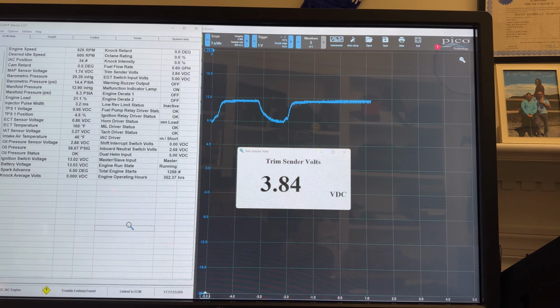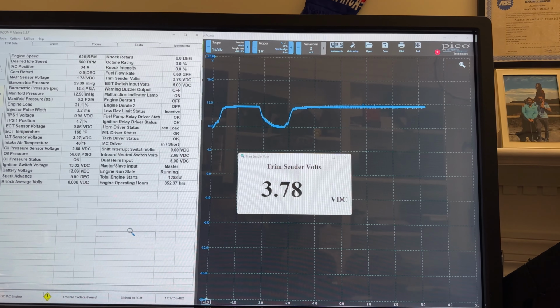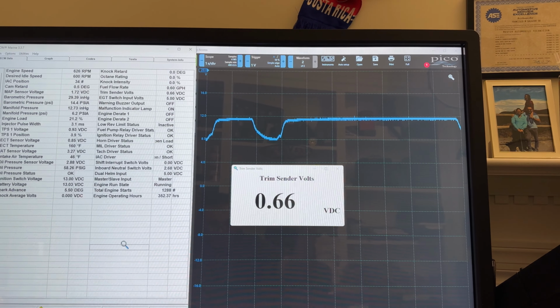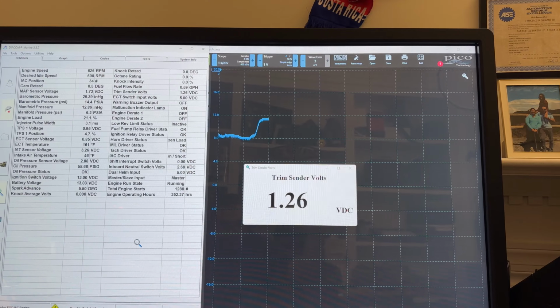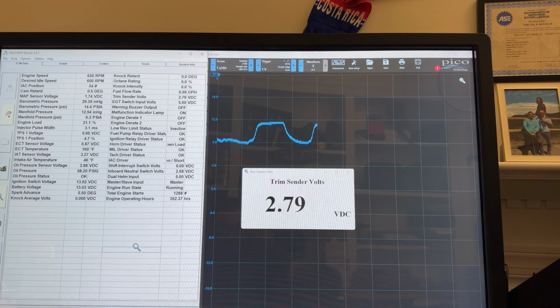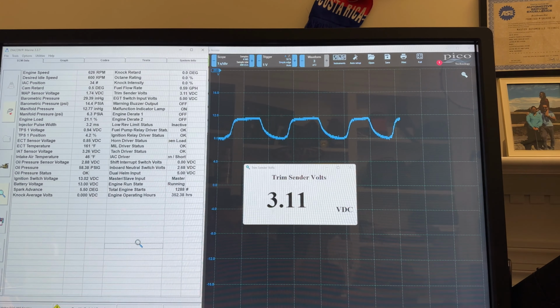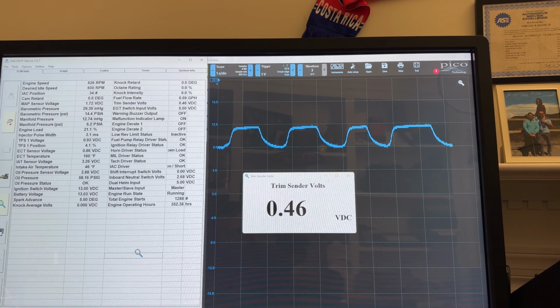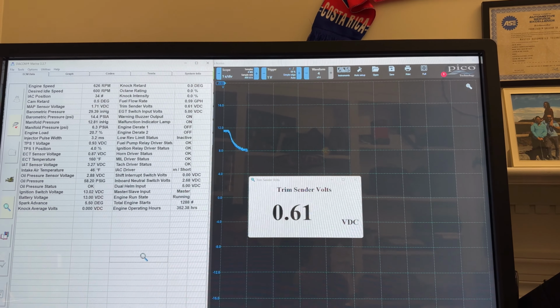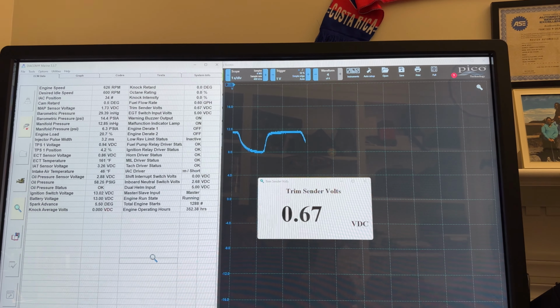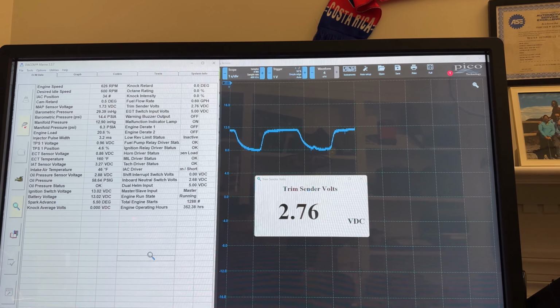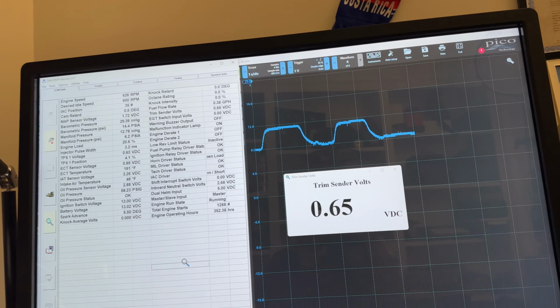I'm trying to see myself while recording. Sometimes I don't know the best angle on there. So again, this is what the gauge is looking for, right? So that's what the gauge will do. Now the output is 100% fixed. All right. Trim sender values up and down. That's exactly what the gauge will be looking for.